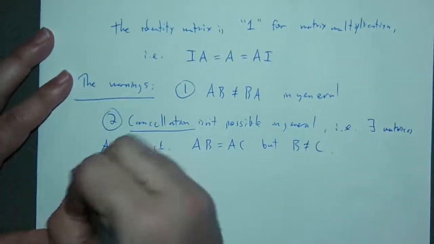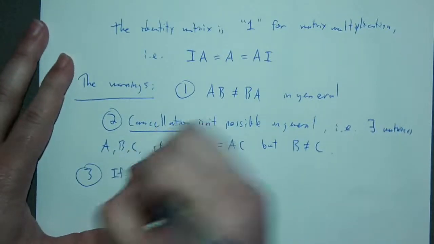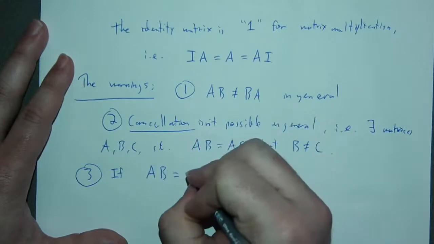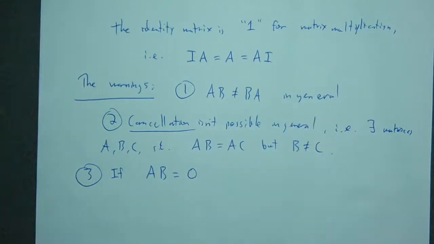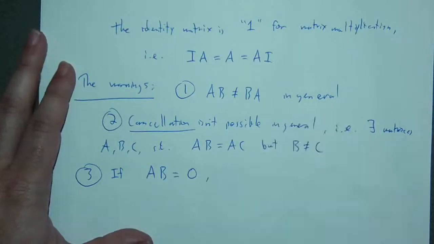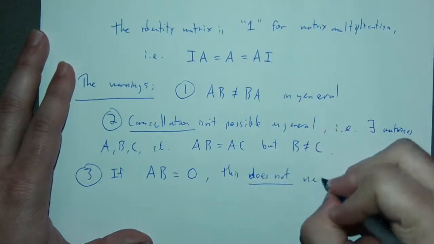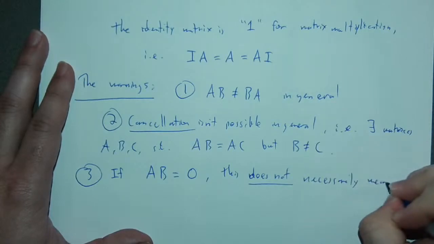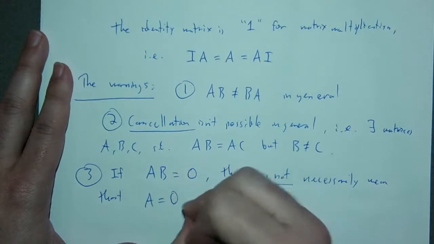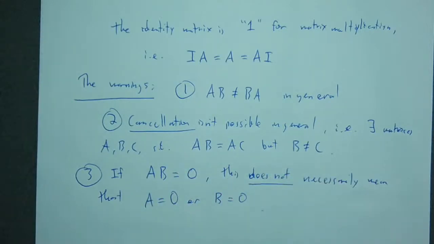Okay, and lastly, if A times B is equal to the 0 matrix of the corresponding size, this does not necessarily mean that A is 0 or B is 0. All of these properties hold true for numbers, but they don't for matrices. So if I tell you the product of two numbers is 0, then you can say, well, one of those numbers has to be 0, right? You can't have a product of numbers equals 0 and one of them not be 0. But for matrices, that definitely happens.